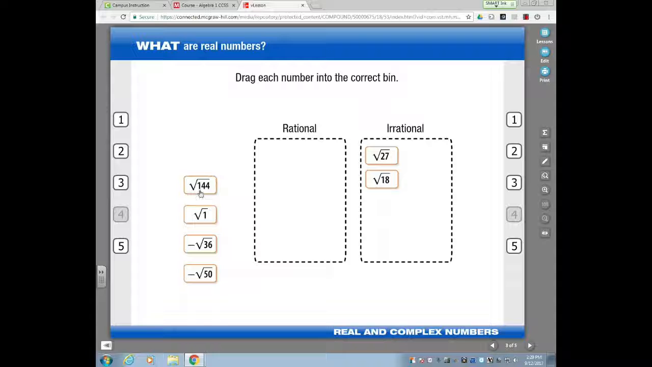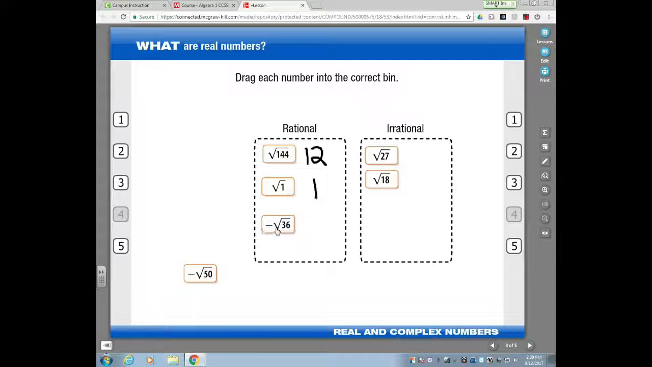The square root of 144, however, is considered rational because the square root of 144 becomes 12. The square root of 1 simplifies to 1, therefore it is rational. The square root of negative 36, well, that becomes rational even though it has a negative, because the square root of 36 is 6, and because there's a negative on the outside, it becomes negative 6.